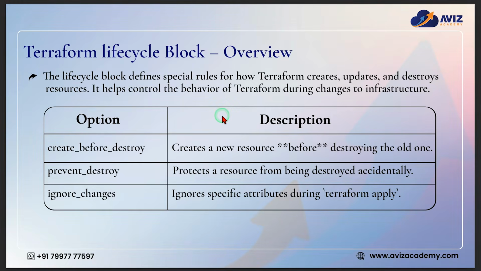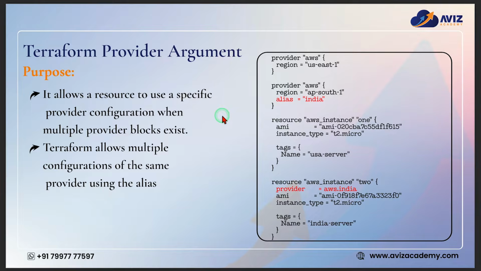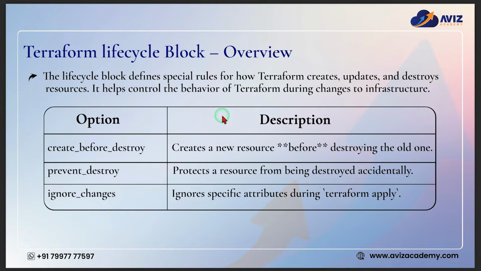This is going to be a continuation video on our meta arguments. We have discussed till the provider argument, and we have something called the lifecycle block. This is also part of meta arguments, so in total we have three. This lifecycle block defines special rules for how Terraform creates, updates, and destroys the resources.